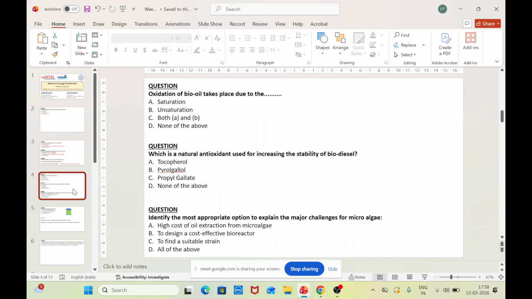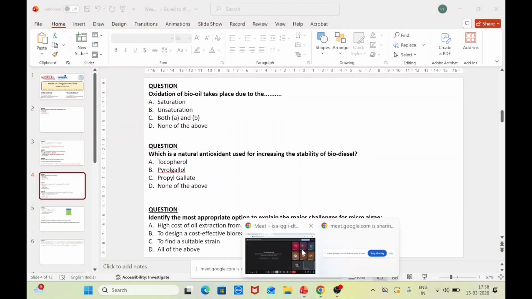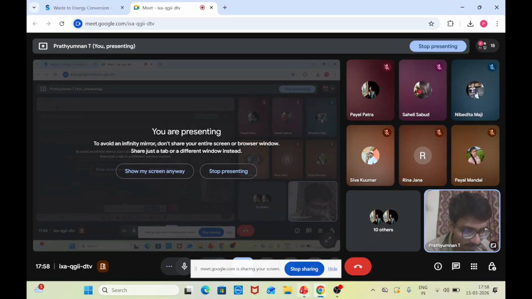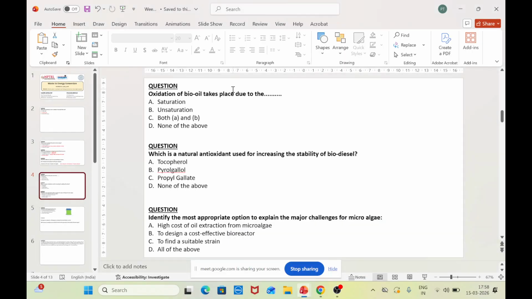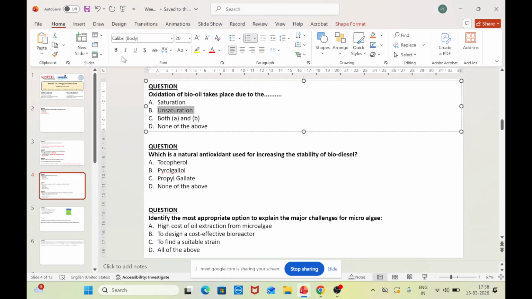So it's going to be, any response do I have? Okay, no one. It's going to be unsaturation. So when you try to oxidize the unsaturated carbon compounds, what's going to happen is it is going to get converted to saturated fatty acids, and then it's going to release the electrons. So that's what an oxidation process is.